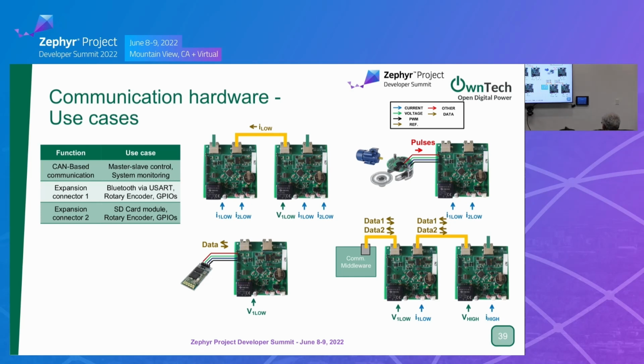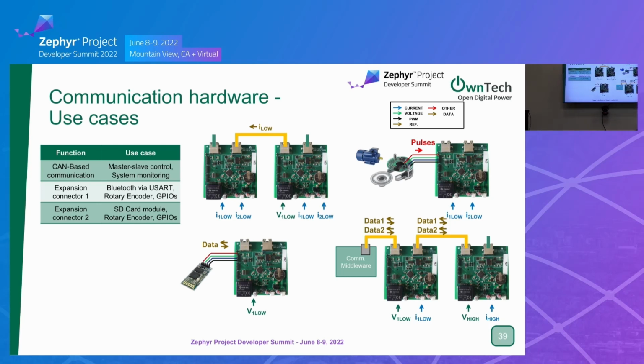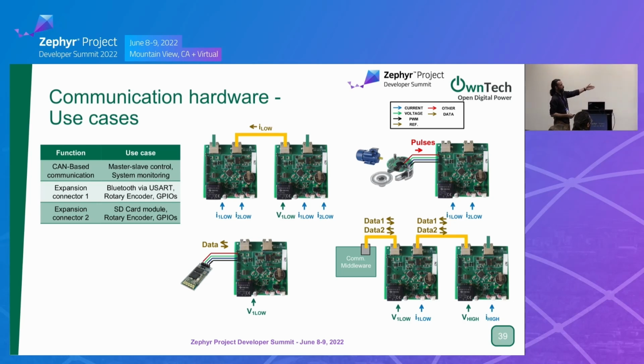What are the use cases of this communication hardware? You can see here, if you have two power converters doing master-slave control, so one is running the show and telling the other when to come in and help him. So they're measuring current or voltage and sharing information between themselves. You can also have integrating the measurements from the encoder, or simply sending data out through a Bluetooth device, or creating or adding the communication middleware and doing a more complex system.